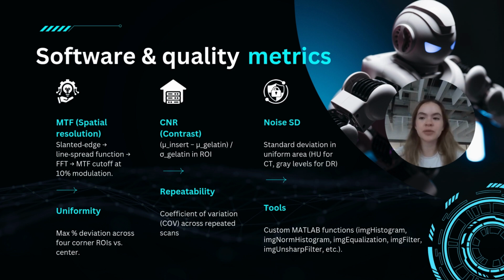Spatial resolution is quantified via the MTF cutoff from a slanted edge method. Contrast is measured as the CNR of insert versus gelatin signal to noise. Noise is simply the standard deviation in a uniform region, and uniformity is the maximum percentage deviation across corner regions. We also assess repeatability by computing the coefficient of variation over repeated scans.